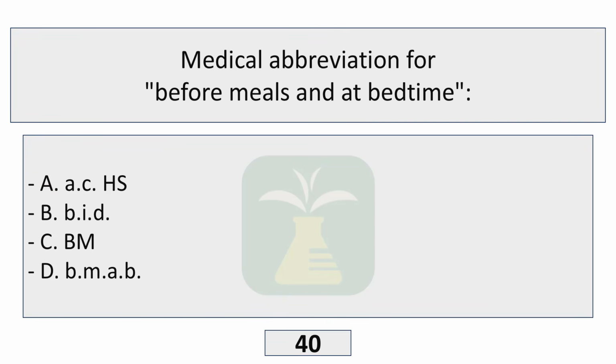Medical abbreviation for before meals and at bedtime. A. ACHS. B. BID. C. BM. D. BMAB. Correct answer: A. ACHS. Standard abbreviation, e.g., for glucose checks.